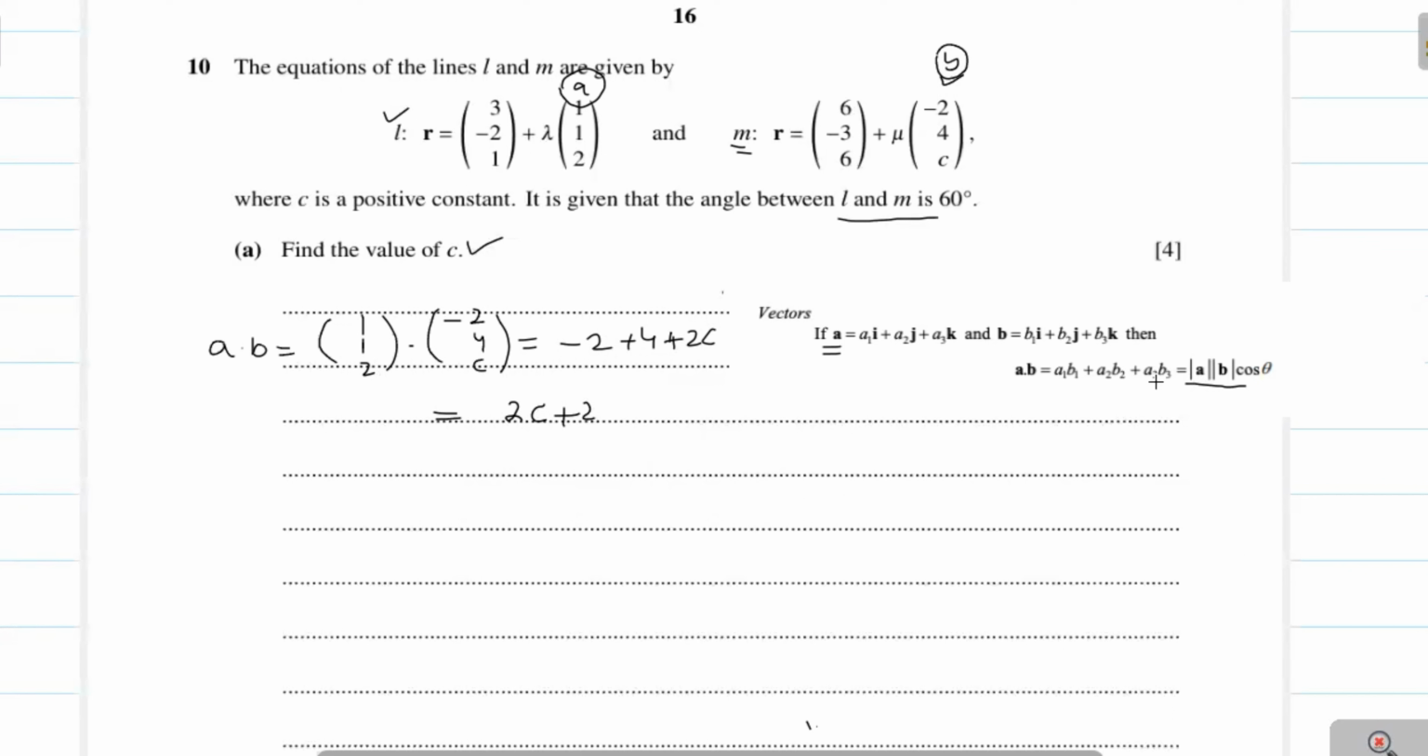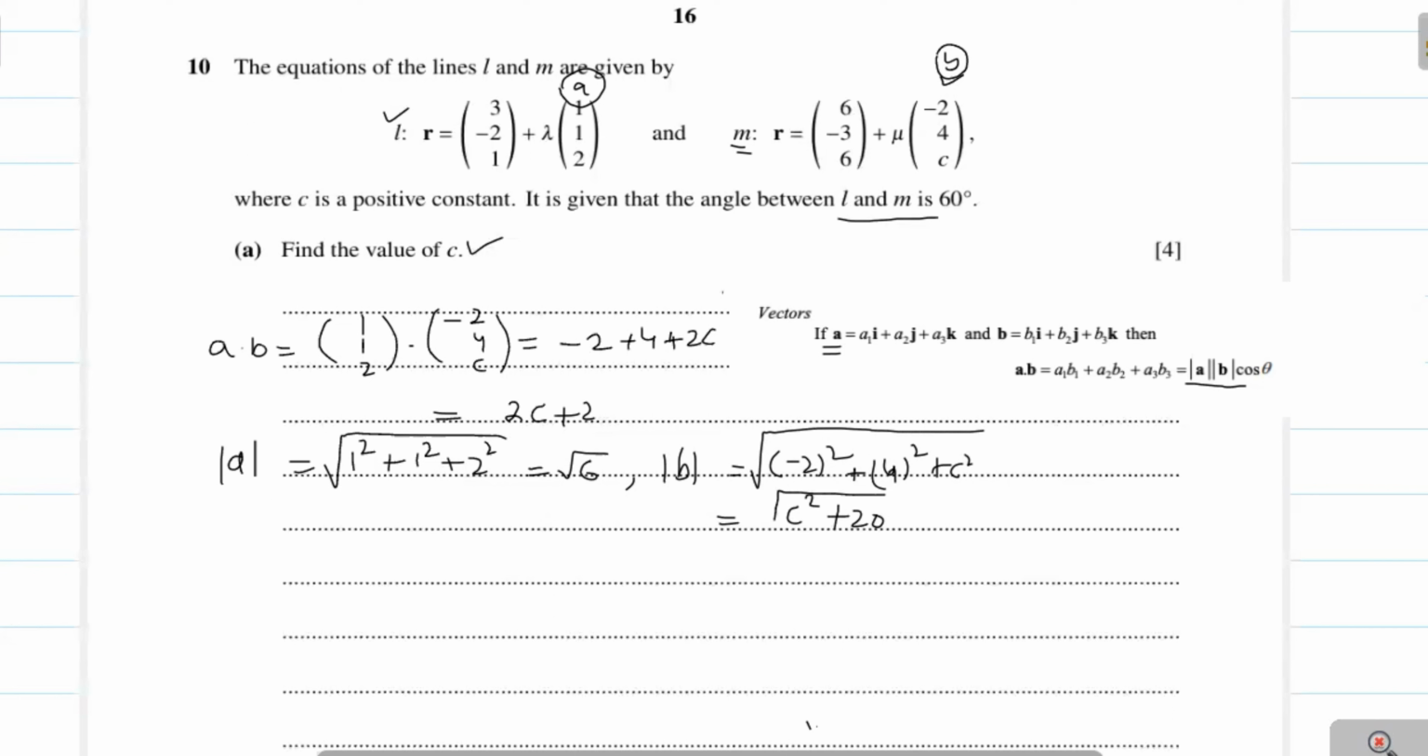Next we will take the magnitude of A. The magnitude of A here is 1 square plus 1 square plus 2 square, and this will be equal to square root of 6. And next we take the magnitude B. The magnitude B will be equal to minus 2 square plus 4 square plus C square, and this value will be equal to 4 plus 16 is 20. We can write square root of C square plus 20. Now we put the value in this formula.